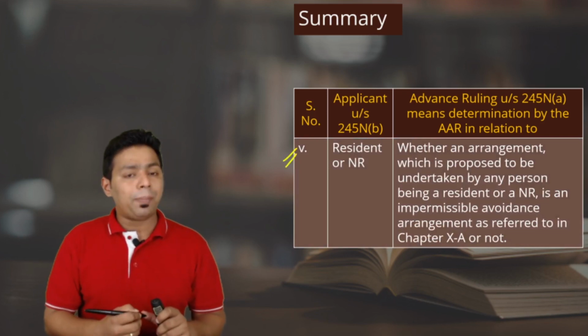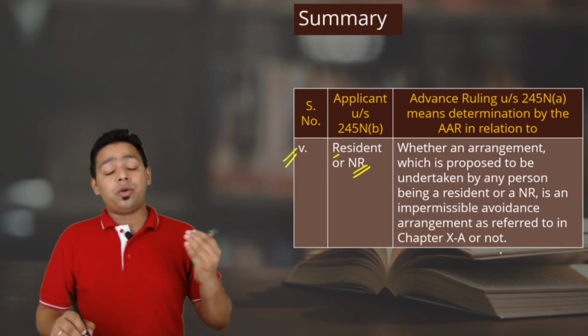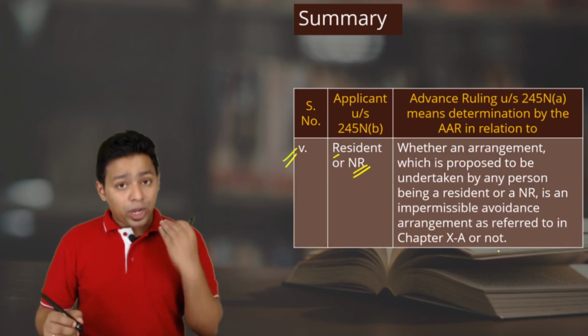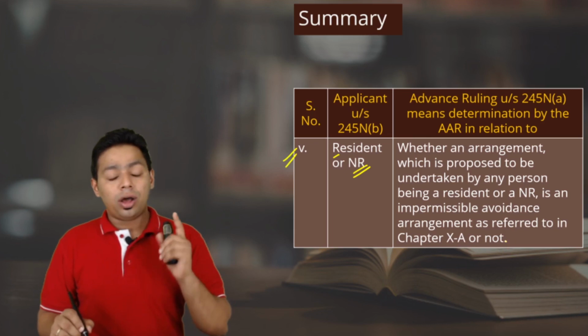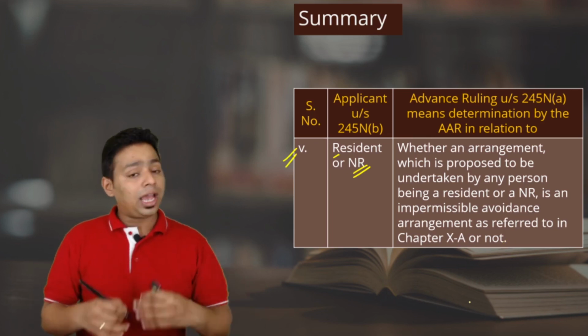And lastly, who can be the applicant, sir? Lastly, a resident or non-resident can be an applicant to check whether the transaction that he is going to conduct is an impermissible avoidance arrangement or not. And here it can be anybody.